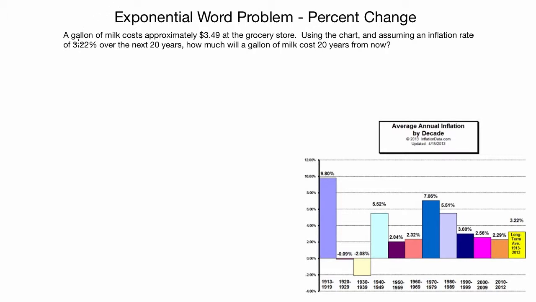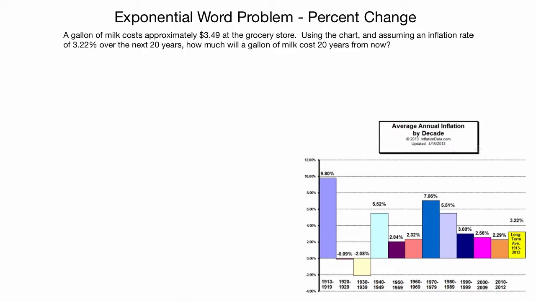So here's our problem. We have a gallon of milk costs approximately $3.49 at the grocery store. Using the chart and assuming an inflation rate of 3.22% over the next 20 years, how much will a gallon of milk cost 20 years from now?